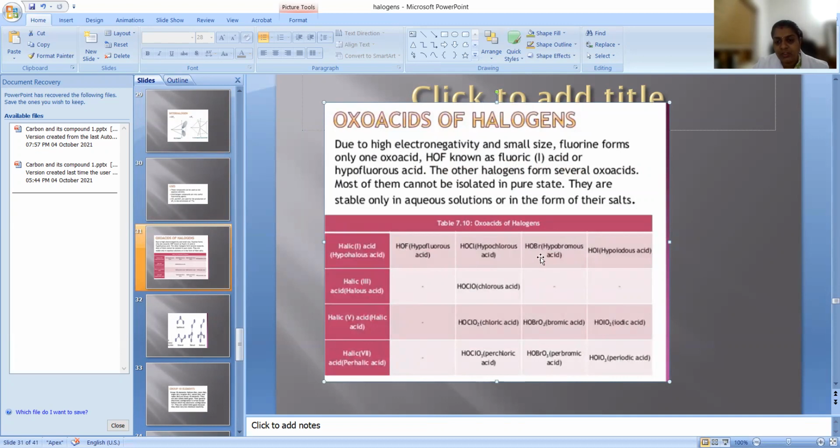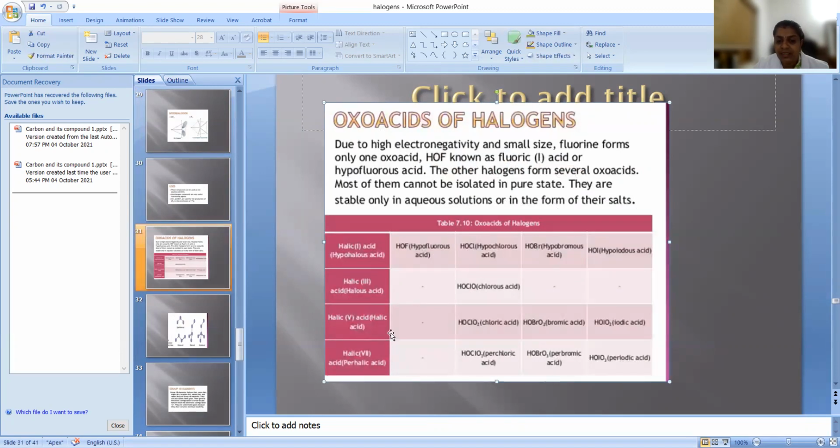HOCl is hypochlorous acid. HOBr is hypobromous acid, and if it is iodine, hypoiodous acid. All the halogens form this halic(I) acid. And what about halic(III) acid, or halous acid? Only chlorine forms one, HOClO, chlorous acid.